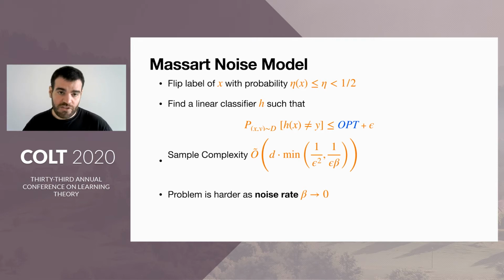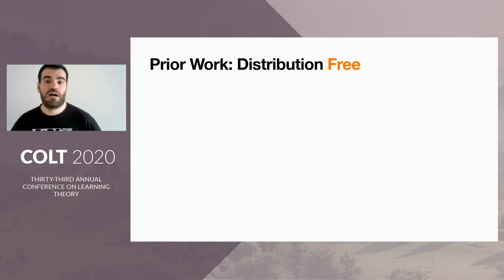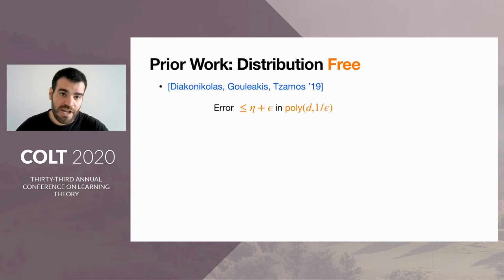So the question is whether computationally this problem is easy. In particular, in the distribution-free setting, the major breakthrough in this Massart noise model was from Diakonikolas and Tzamos in NeurIPS 2019, where they gave a polynomial time algorithm that achieves error eta plus epsilon. This was the first time in many years that actual progress was made in this Massart noise model.